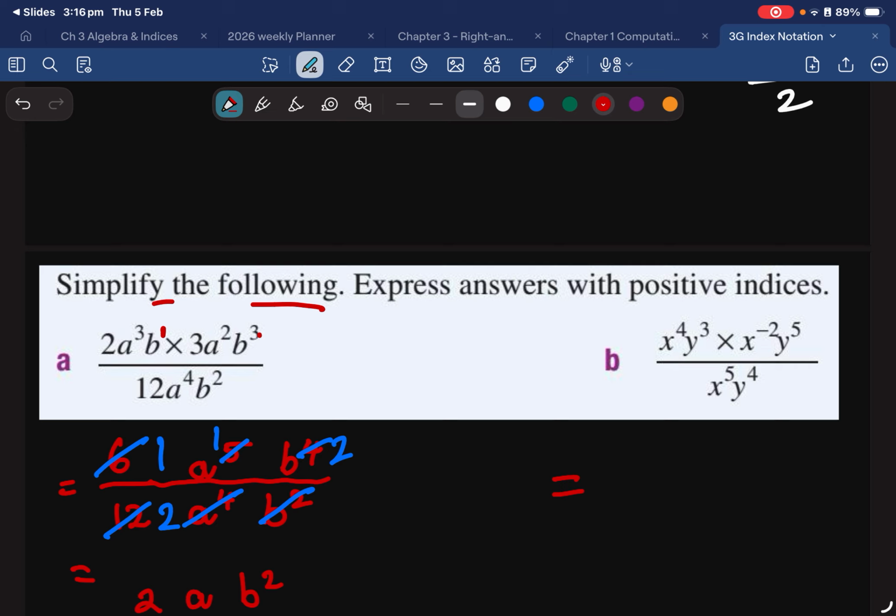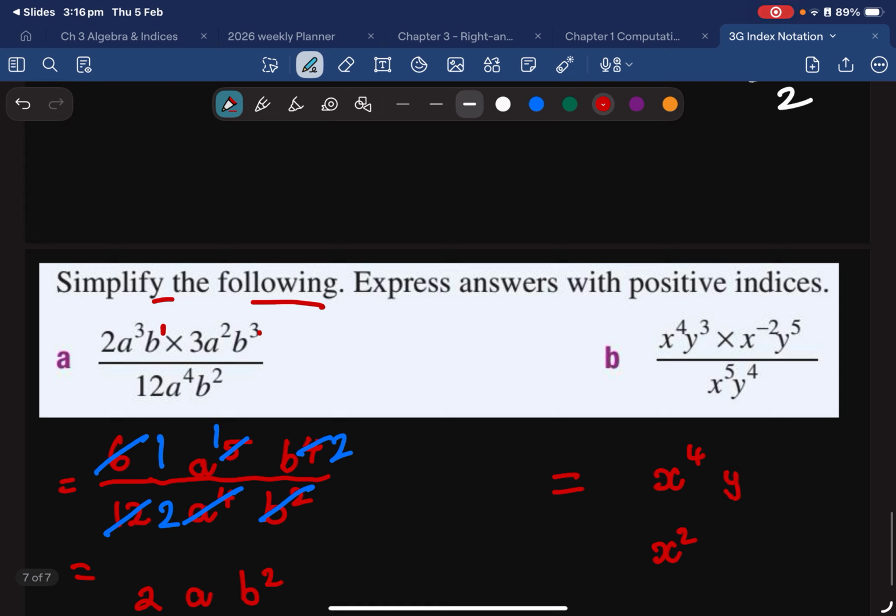So let's go through. We can do this one relatively quickly. We've got x to the power of 4. We've got x to the power of negative 2. All right. Now what's a negative do? We've got to put it down the bottom. So that becomes x to the power of 2 on the bottom. And we got y to the power of 3 and 5. And it's multiplied together over x to the power of 5, y to the power of 4.